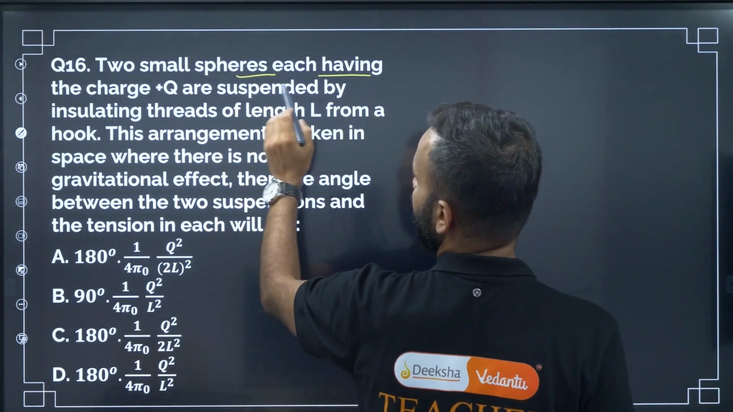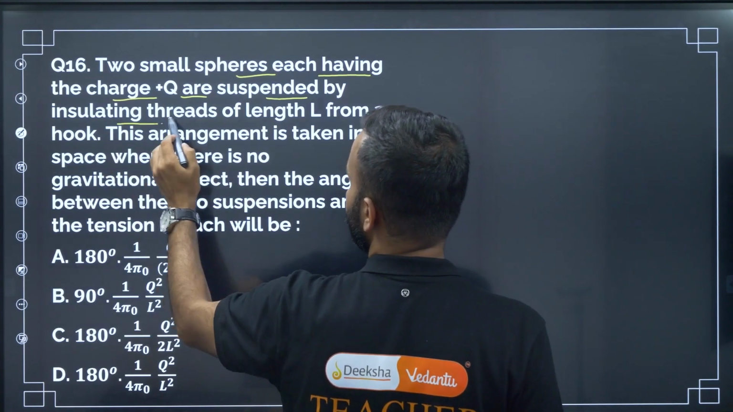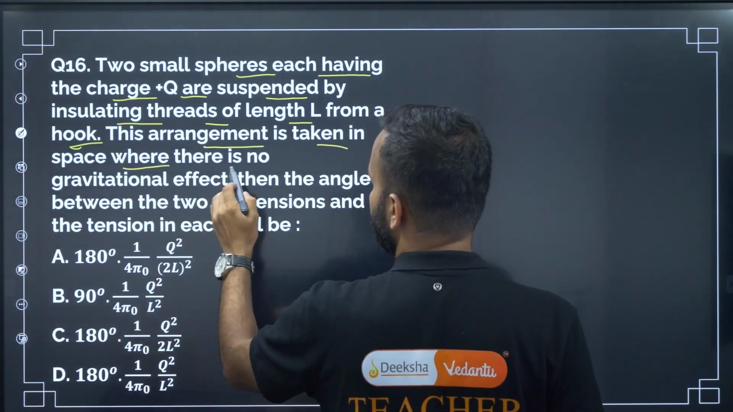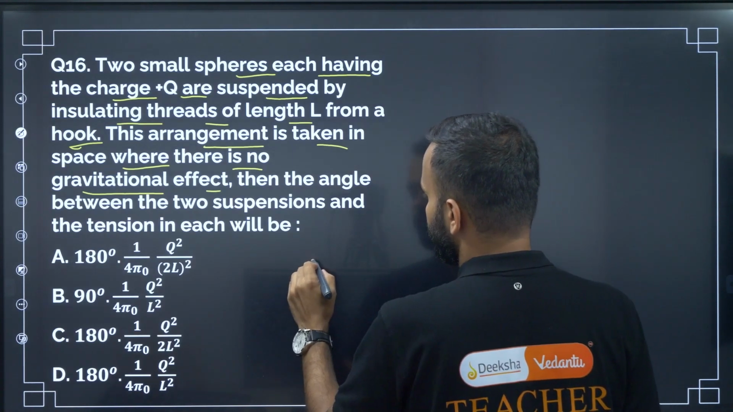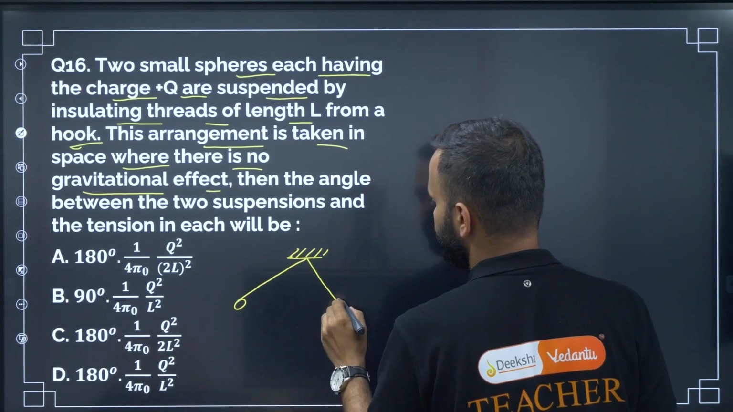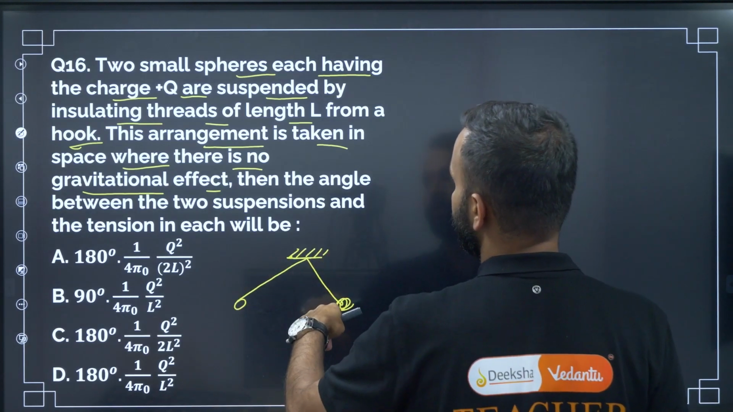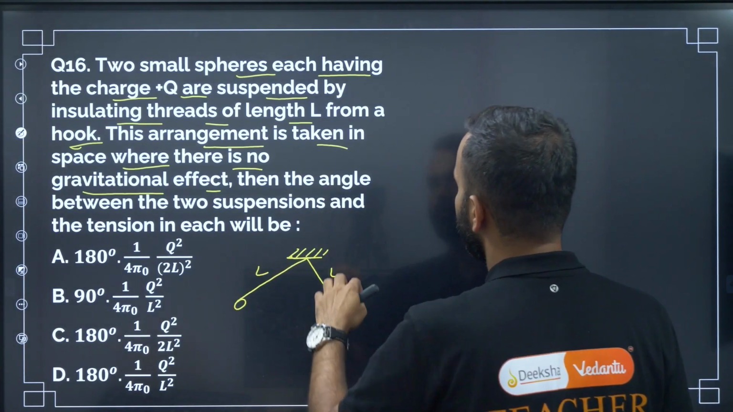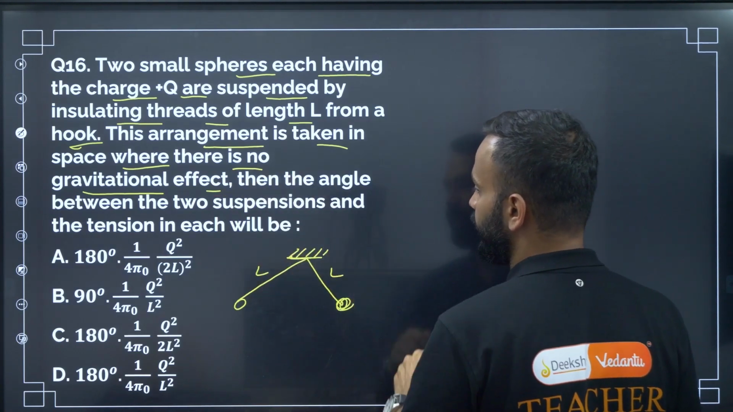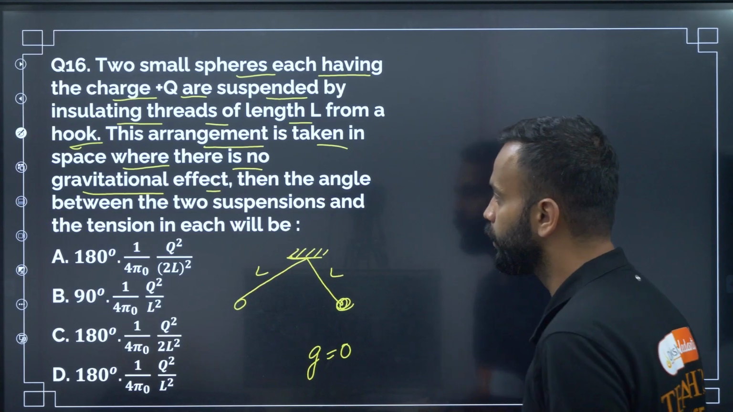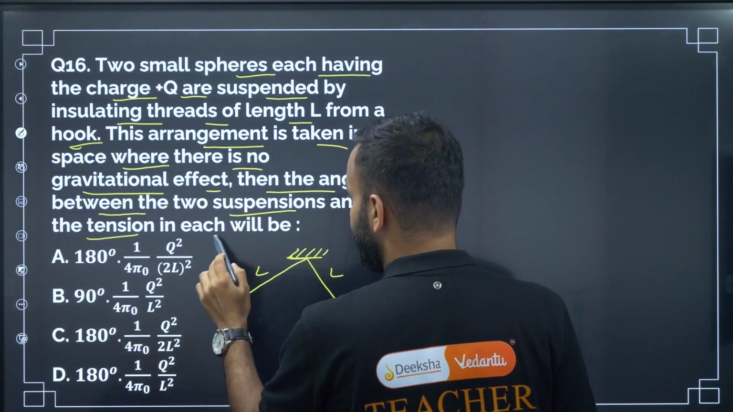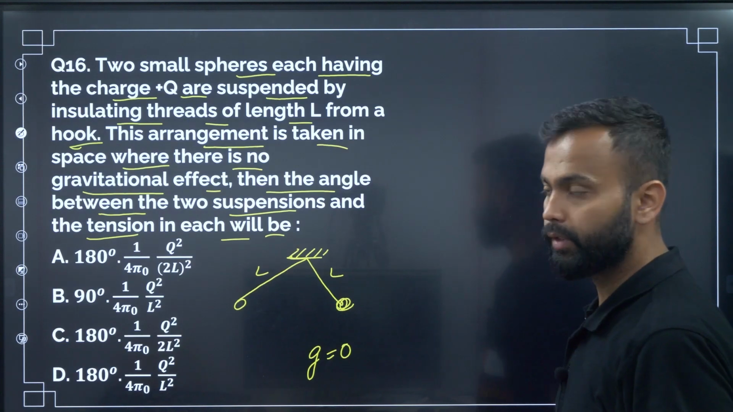Two small spheres, each having the charge plus q, are suspended by insulating threads of length L from a hook. This arrangement is taken in space where there is no gravitational effect. So here the two small charges are suspended by insulating threads of length L from a hook. So this is the hook. G is equal to 0, acceleration due to gravity is 0. Then the angle between the two suspensions and the tension in each will be?